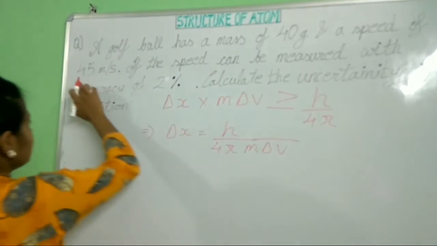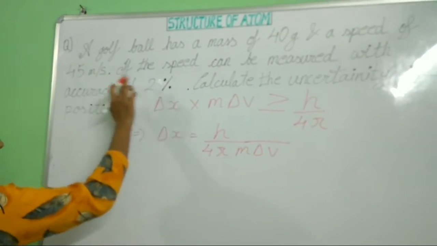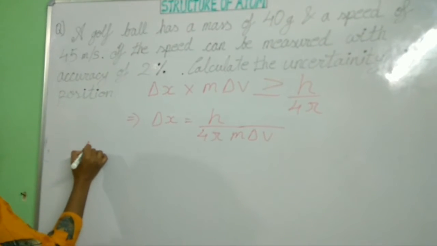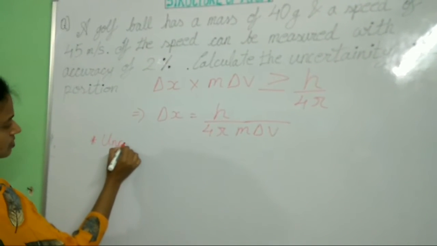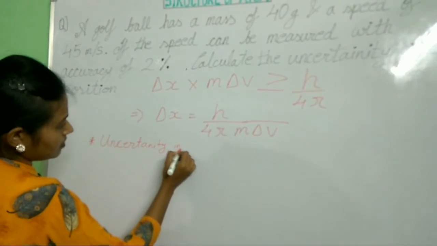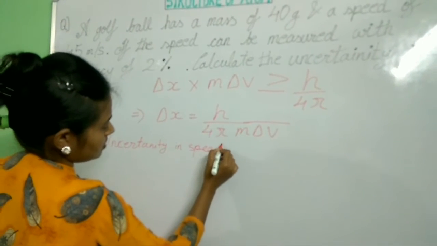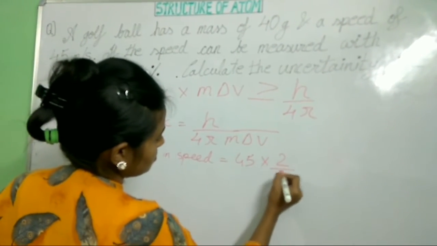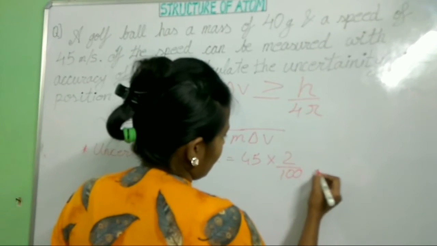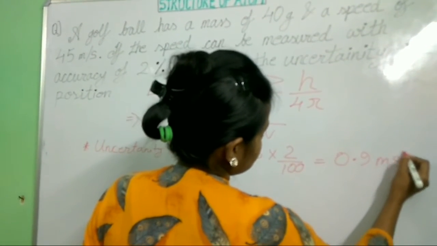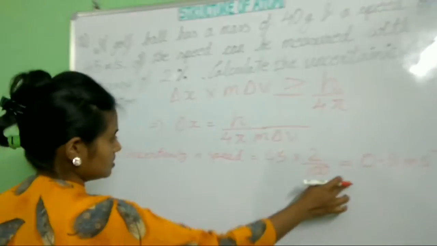Here the speed is given as 45 meters per second, but it can be measured with an accuracy of 2%. So let us first find out the uncertainty in speed. Uncertainty in speed, right? So the speed given is 45 meters per second. Accuracy is only 2%. So 2 by 100. And the answer will be 0.9 meter per second. Right? This is the uncertainty in speed.